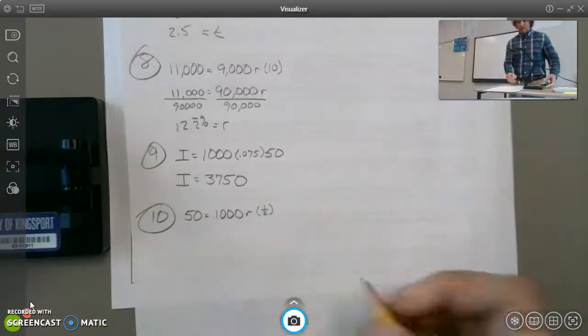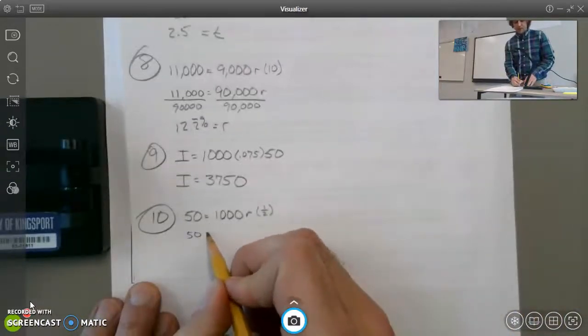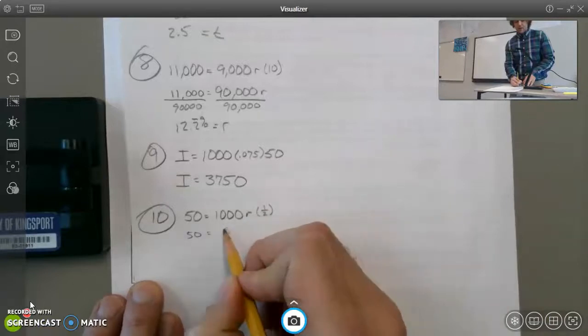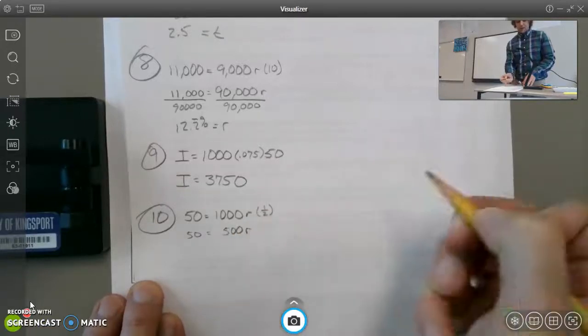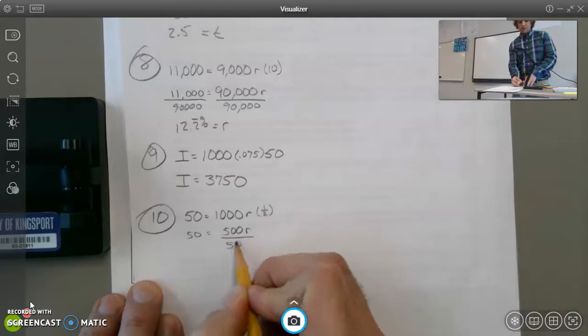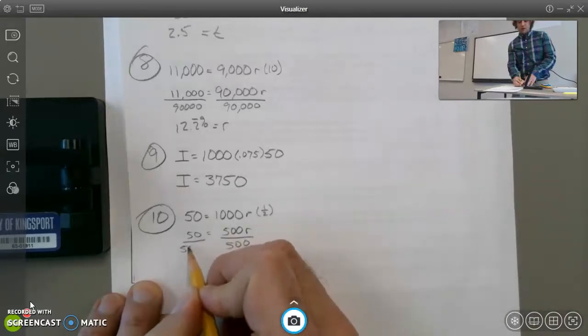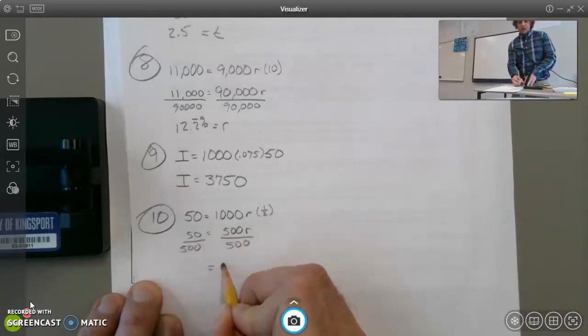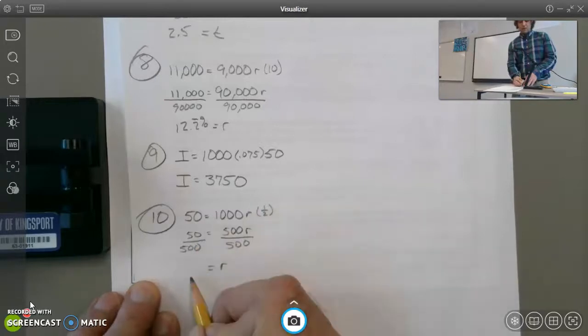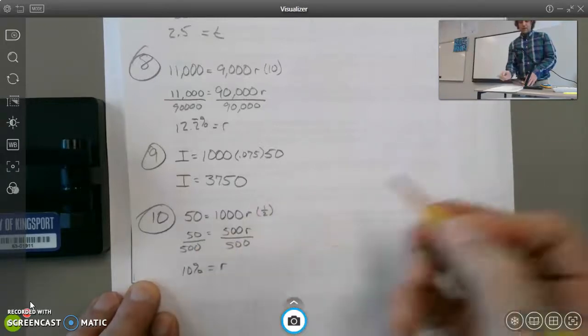So simplify. We won't need a calculator. 1,000 times 1/2 is 500 R. Divide both sides by 500 to solve for R. And the rate is 50 divided by 500, which is 10%.